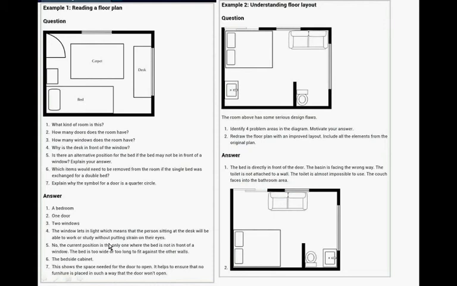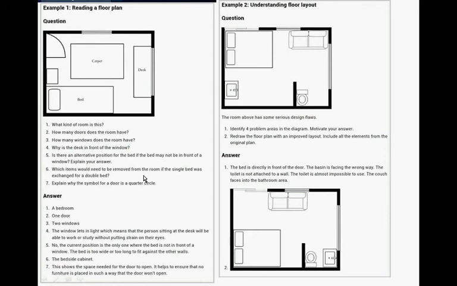No, the current position is the only one where the bed is not in front of the window. The bed is too wide or too long to fit against any of the other walls. Because if we can't turn it, then it's in front of the door. If we move it to the front, it's in front of the window. So that's the optimal position.